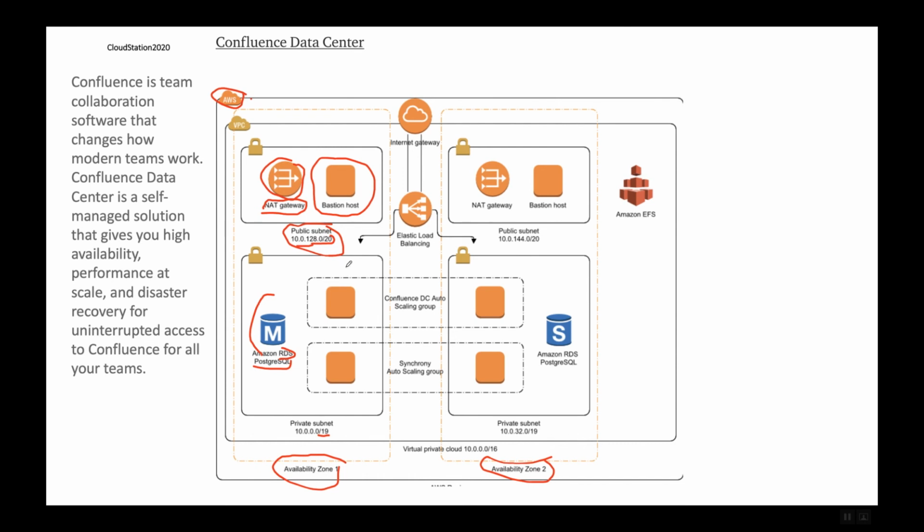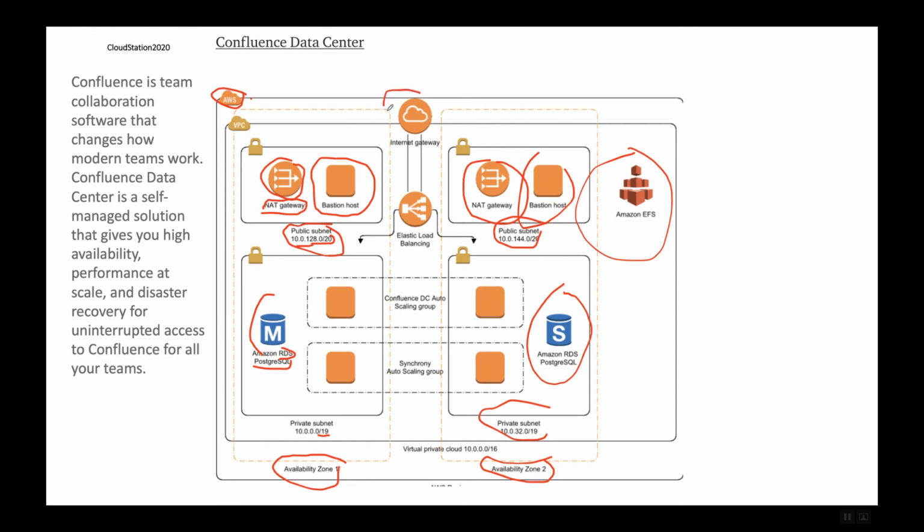In the same way, in your availability zone 2, you create your NAT gateway, you create your bastion host, and you put it in a public subnet. And then in your private subnet, you have another Amazon RDS. And in this whole VPC, you have an Amazon EFS, which is Elastic File System, a file system provided by Amazon.